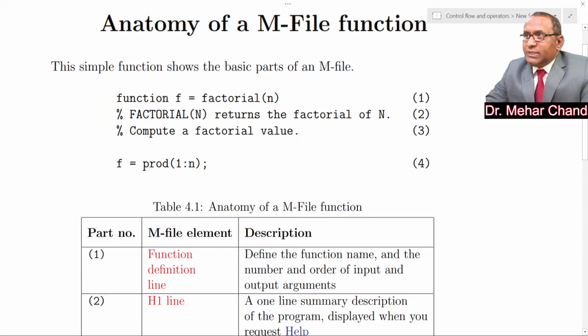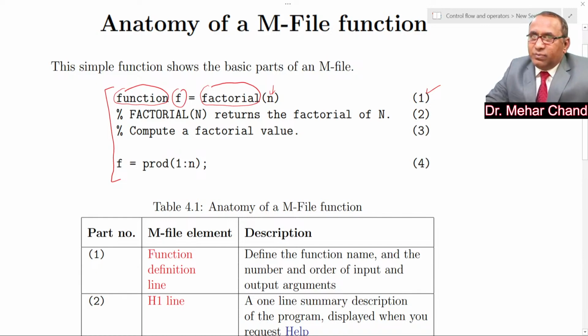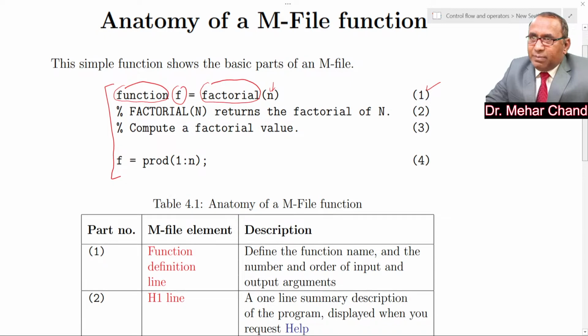So this is the main anatomy of the function as we discussed in the last lecture. This is the function, and then we assign a function here, and this is the simple program for the factorial. This is the name of the function, and this is the argument. This is the first statement, and this is the second part. And along with that, you can see here in the table.